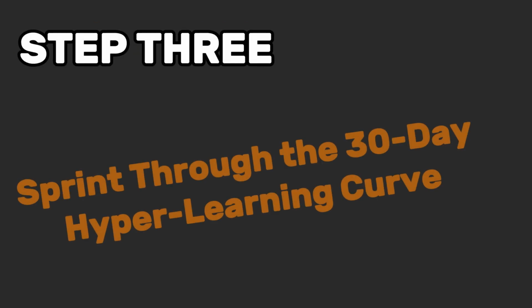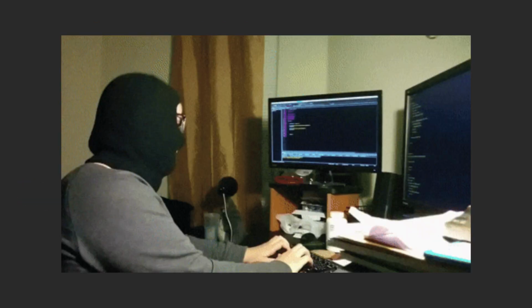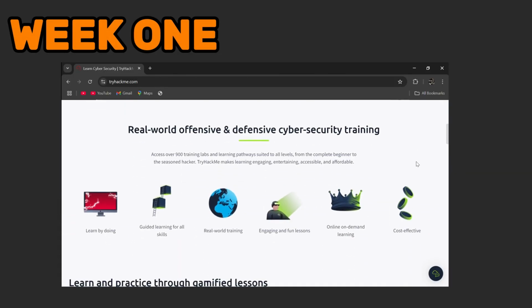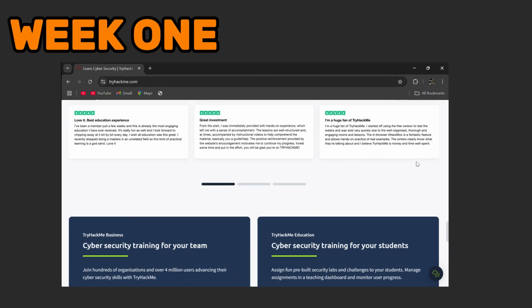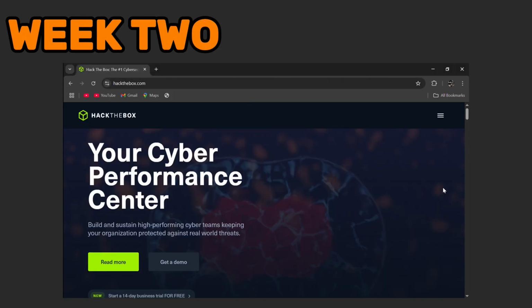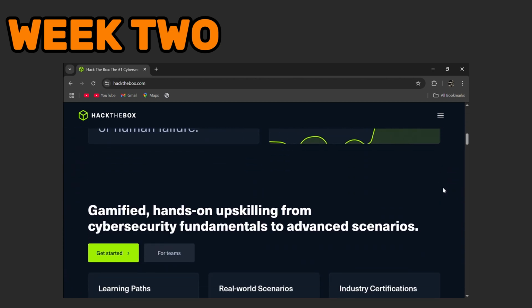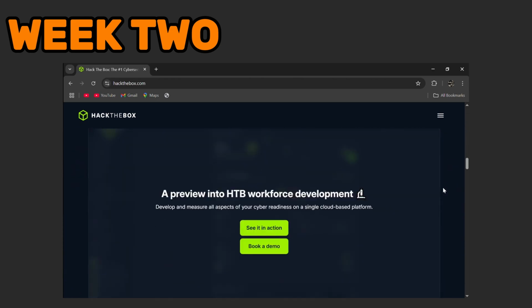Step three, sprint through the 30-day hyperlearning curve. Grind like the world depends on it. Week one, try HackMe's Quantum Room, a lab where you defend AI systems against adversarial attacks using reinforcement learning. Week two, Hack The Box's AI battlefield, a CTF where AI bots hunt you as you exploit vulnerabilities.